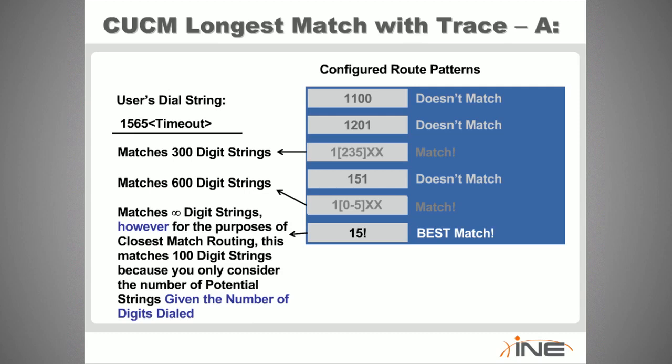15 actually contains an infinite number of strings. However, for the purposes of closest match routing, in this case, it only matches 100 because it didn't have a, now, if this had one left bracket, 0-1 right bracket, and then a bang or an exclamation, then it would match 200 potential strings. But for the purposes of this, infinite is just possible dial digits. If you do the traces, if you take a look in CUCM, this is actually the best match, given that all these would be in the same partition.